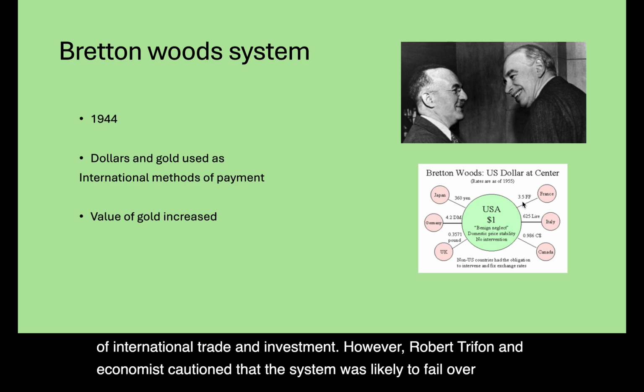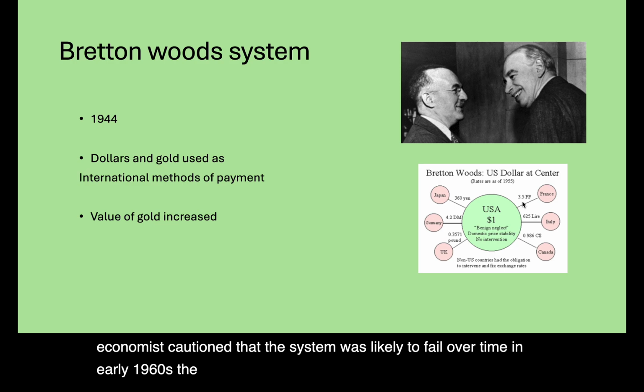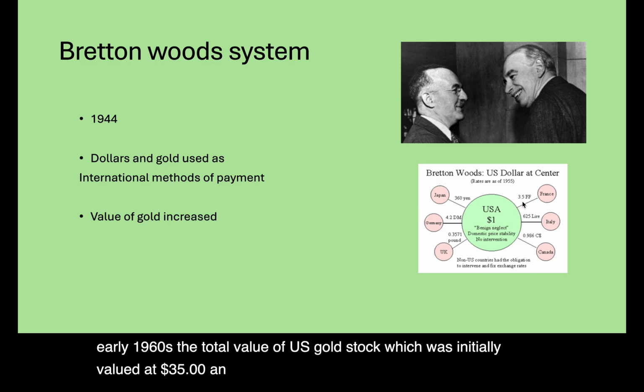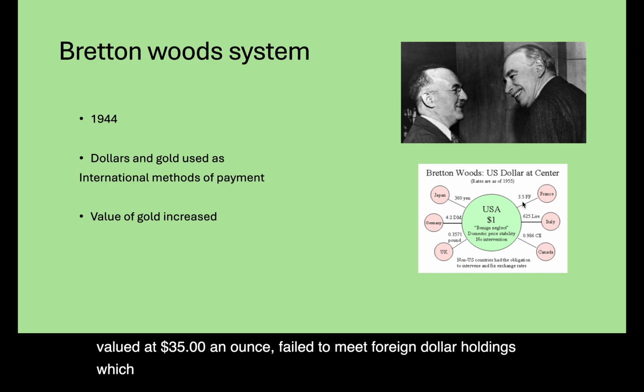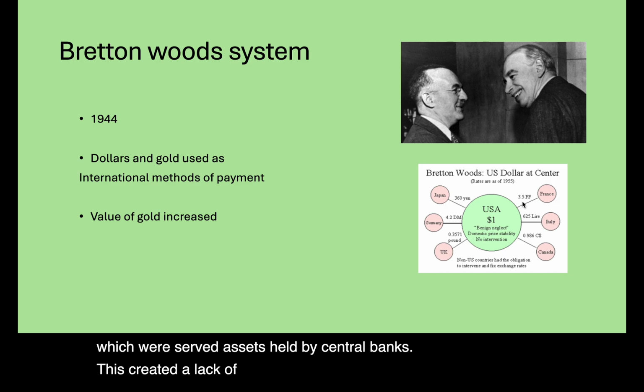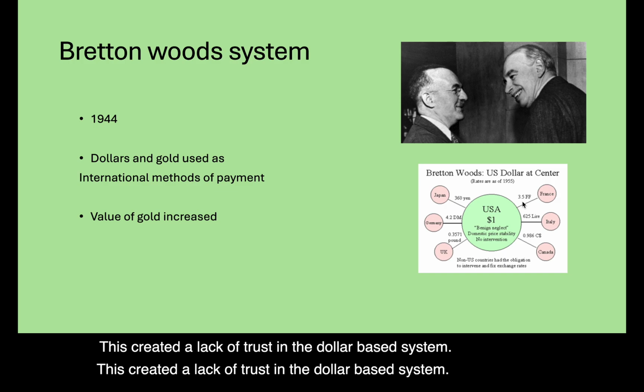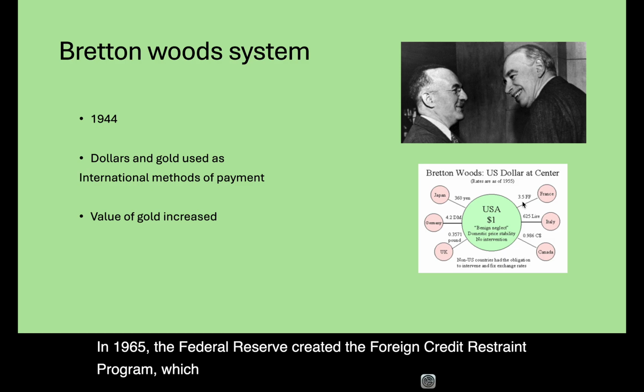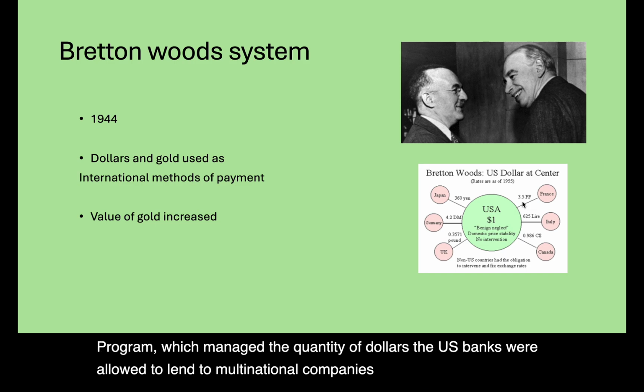In the early 1960s, the total value of U.S. gold stock, which was initially valued at $35 an ounce, failed to meet foreign dollar holdings, which were reserve assets held by central banks. This created a lack of trust in the dollar-based system. In 1965, the Federal Reserve created the Foreign Credit Restraint Program, which managed the quantity of dollars the U.S. banks were allowed to lend to multinational companies involved in foreign investments.